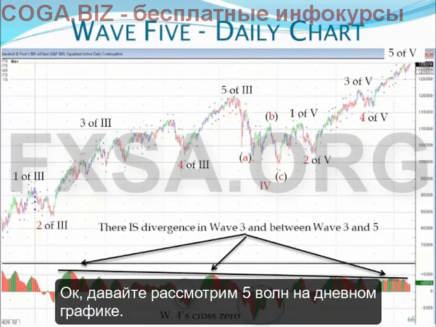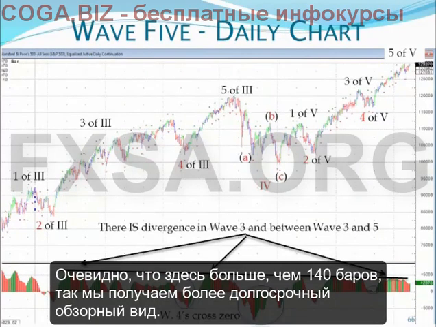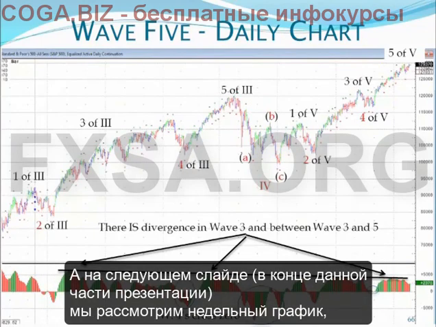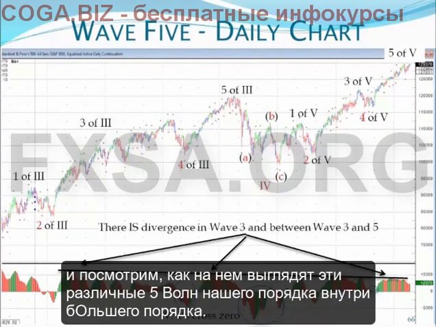Okay, let's take a look at 5 waves on a daily chart. There's definitely more than 140 bars here, but we're taking a longer term view, and then on the next slide, the last one of this section, we'll look at a weekly chart and see what we're looking at with these different 5 waves or degrees of.